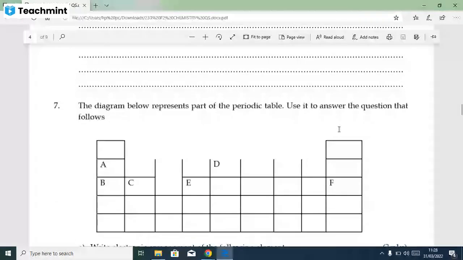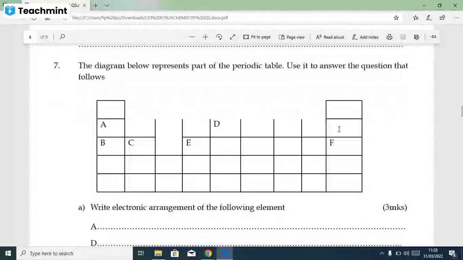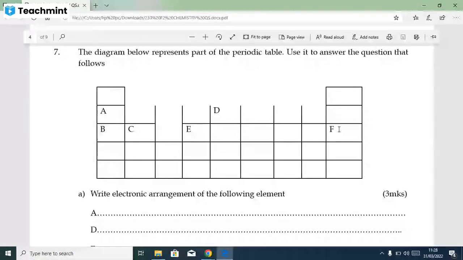Okay, number 7. Again, this question in paper 2 chemistry is very common, on the periodic table. Read. The diagram below represents part of the periodic table. Use it to answer the questions that follow. Write the electronic arrangement of the following elements.